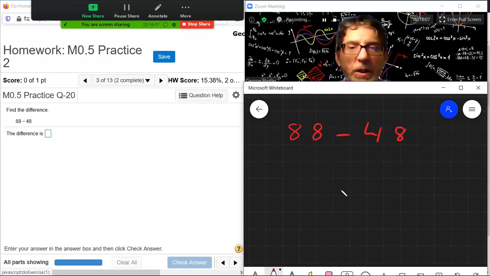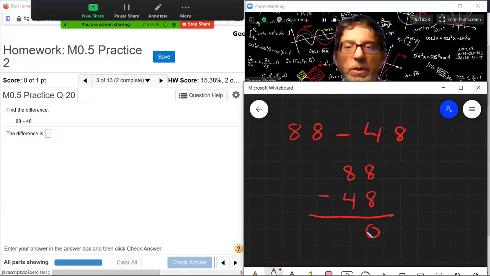So redo these numbers into vertical format. So the 88, the leftmost number, goes first. And then the 48 goes below there. We subtract. So now we have 8 minus 8. Well, that leaves us with nothing, so 0. And then 8 minus 4 is 4. So our answer is 40.